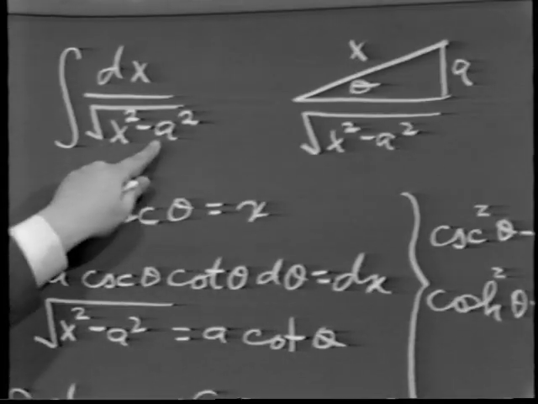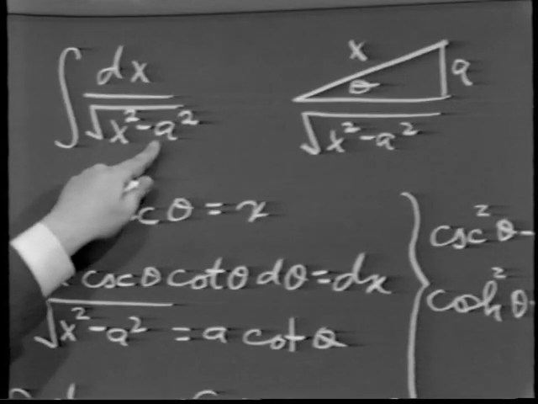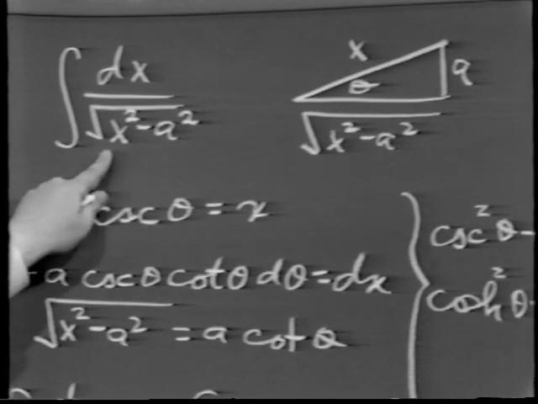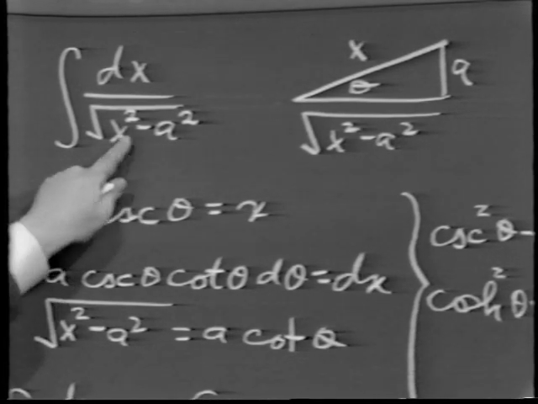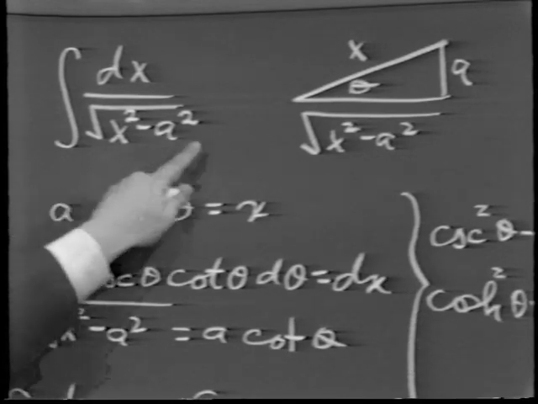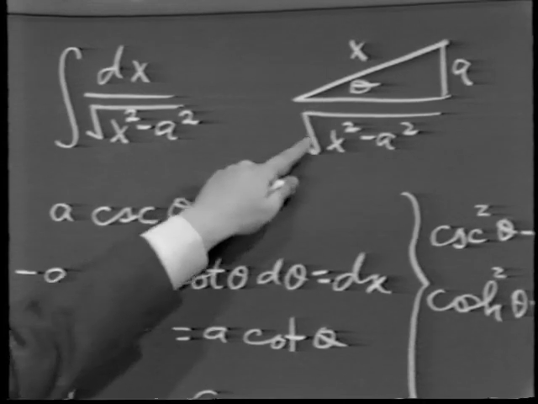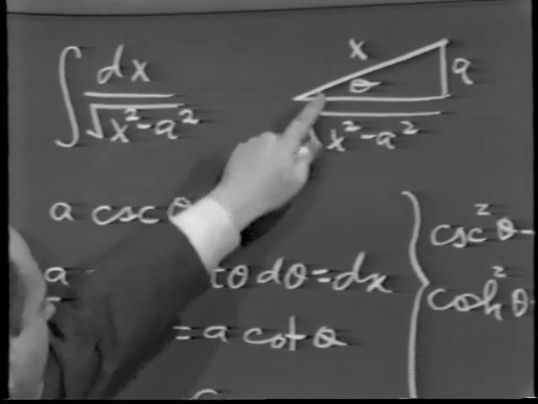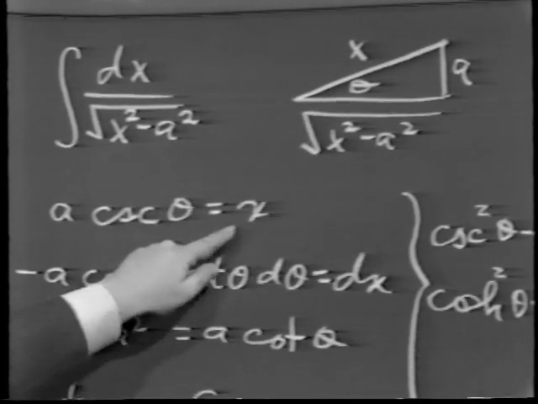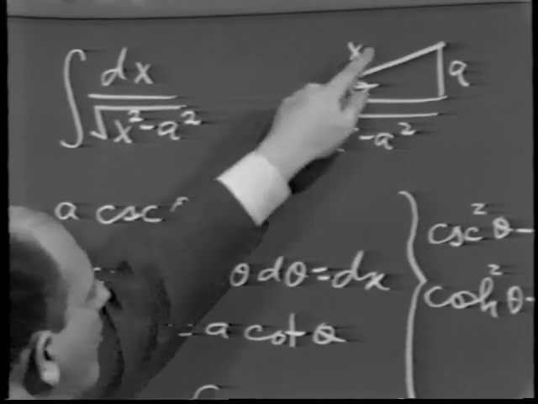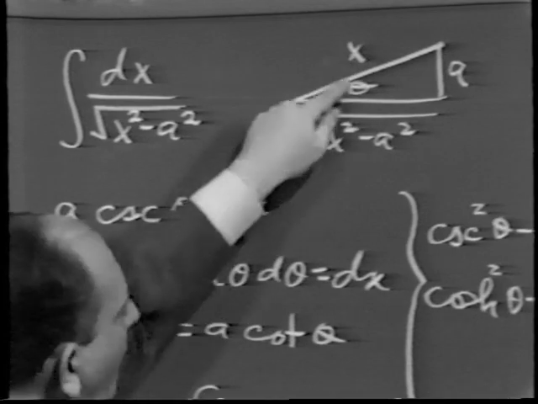If I saw this problem from scratch and didn't have any previous knowledge of how to handle this, I'd say, this seems like I should think of a right triangle whose hypotenuse is x and one of whose sides is a. So I think of this particular reference triangle. Now, looking at this triangle, I very easily pick off that x is equal to a cosecant theta.